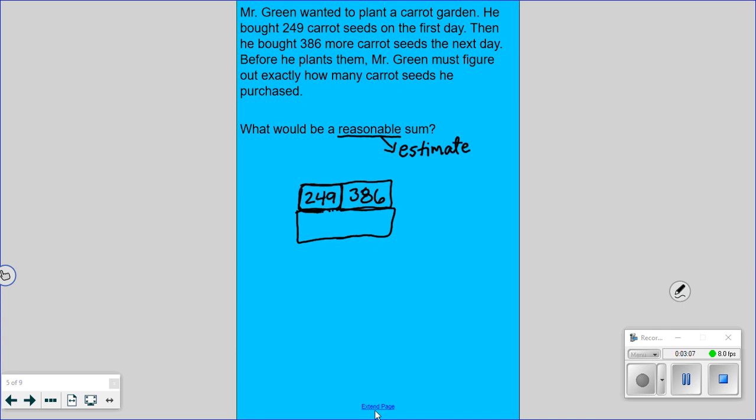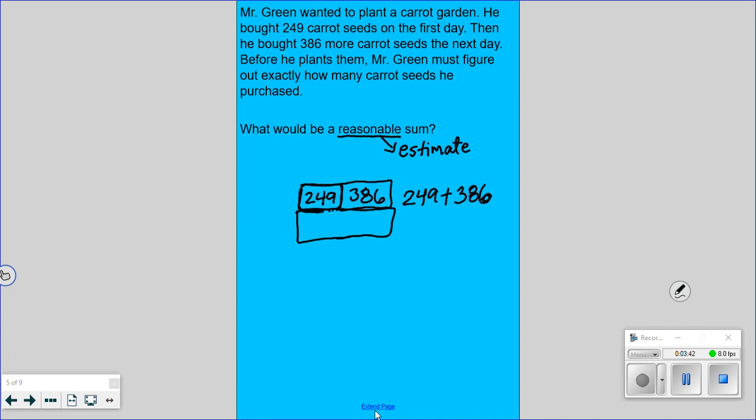What math operation would I use to solve this? What math operation, Marley? 249 plus 386. Yeah, I'm going to use addition. Go ahead and write 249 plus 386. Now, exactly what Bowen was saying, he noticed, hey, do I need to figure this out exactly? No. I'm looking for like a close to answer.